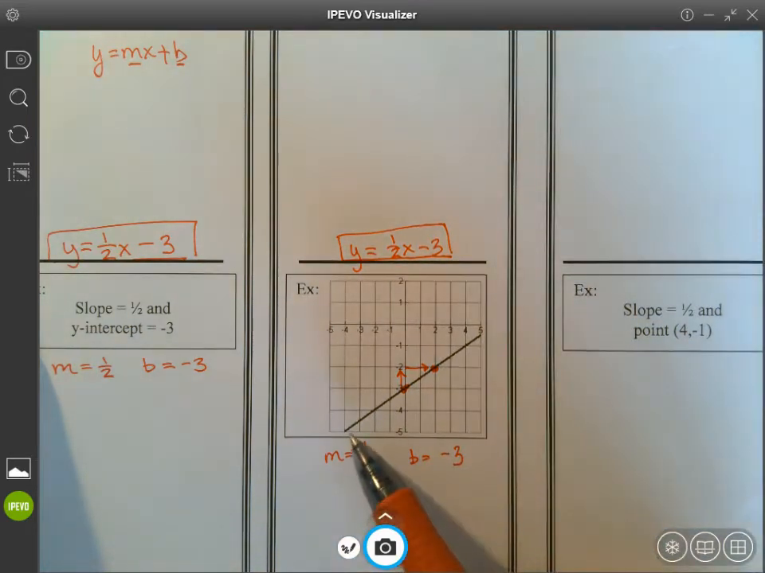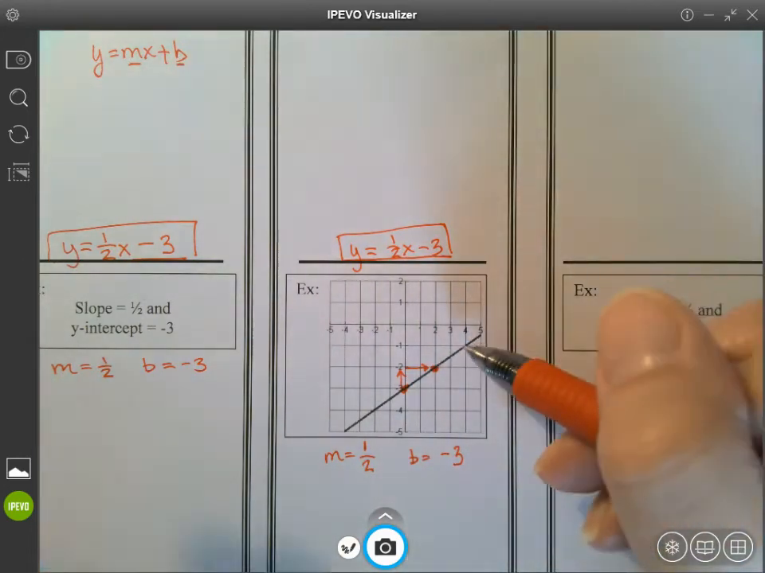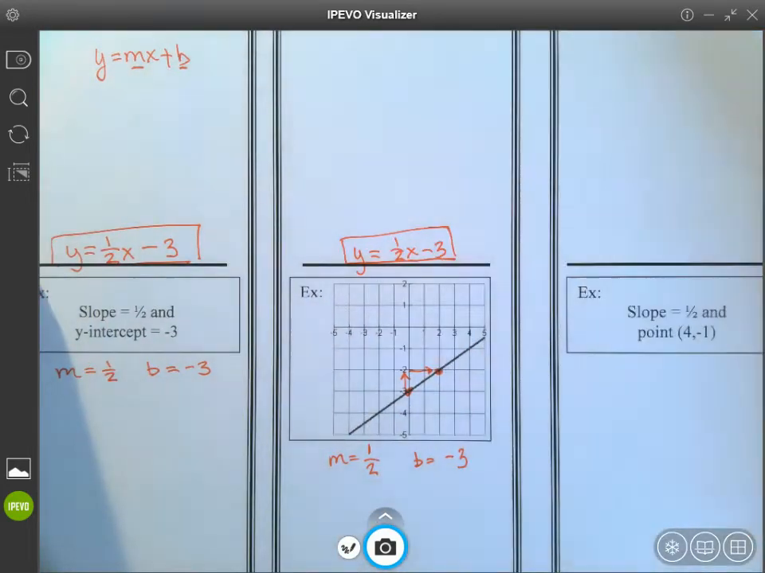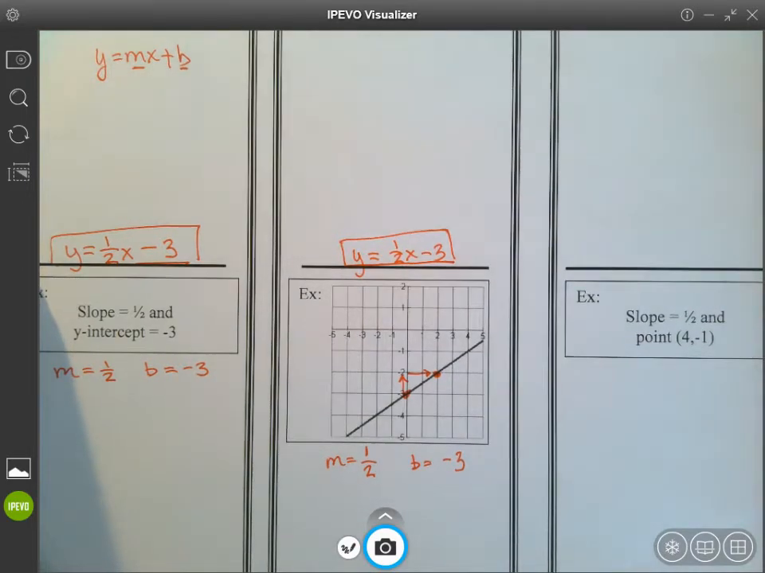I should know that it's a positive line or positive slope because it's going uphill. If you went from here to here, you would have gone up 2 and over 4, which reduces to 1/2. You always want your slope as a fraction, improper or proper, no decimals, no mixed numbers.